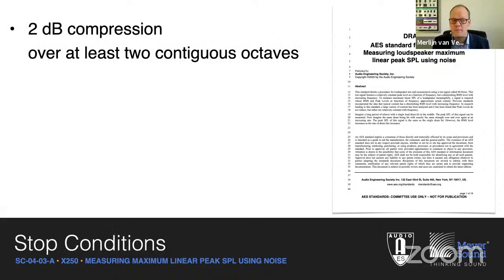So that brings us to the stop conditions. There are 3 stop conditions, and once either of them is met, doesn't matter which one comes first, which one comes next, once one of these stop conditions is met, then that's where in English you say that's where the buck stops, right? That's the maximum playback level, and then the follow-up exercise will be to determine the SPL at a preferred listening position. But the first stop condition is 2 dB compression over at least 2 contiguous octaves. And we had some feedback. People wondered why not 1 dB, why not 3 dB? And hopefully Roger can speak to that.